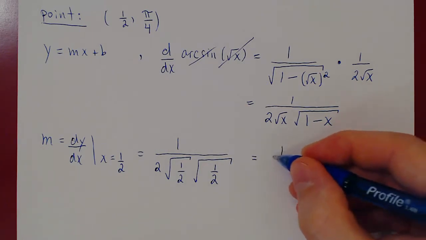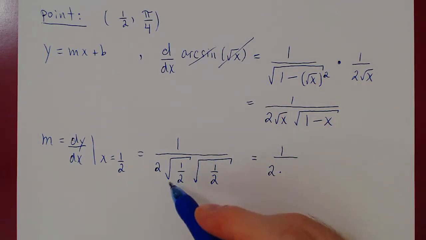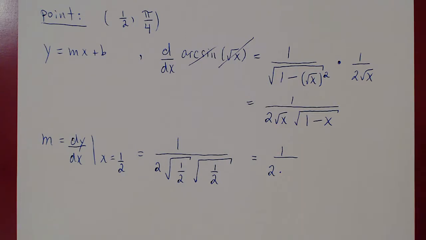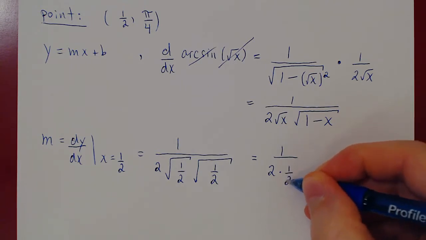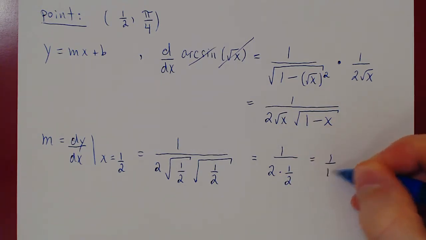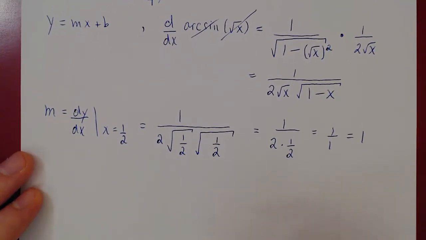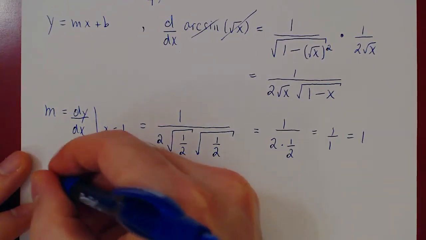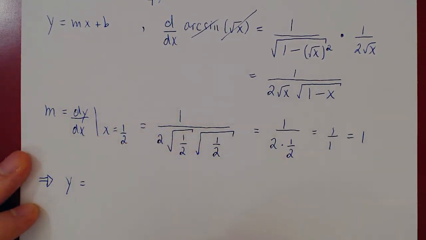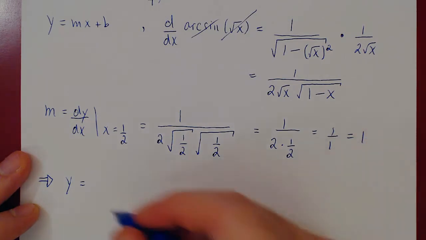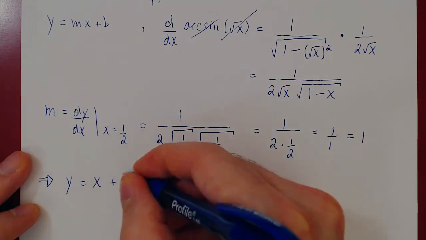Now think of what we have here. 1 over 2 times the root of 1/2 times the root of 1/2 is the root of 1/2 squared. The square root goes away, and all we are left with is 1/2. But 2 times a half is 1, so we have 1 over 1. So it's just 1. So the slope of the tangent line at x equals 1/2 is just equal to 1. So the tangent line has equation y equals mx, but m is 1. So it's just y equals x plus b.